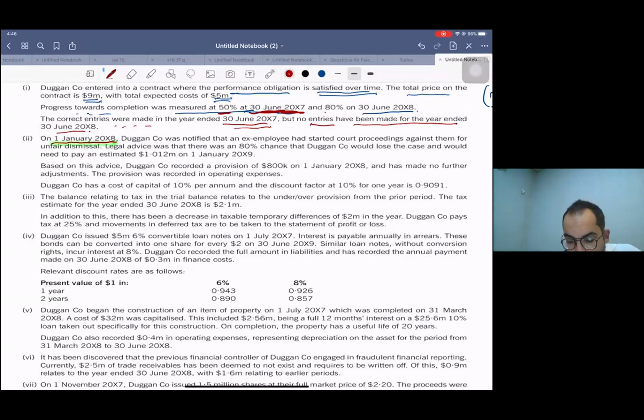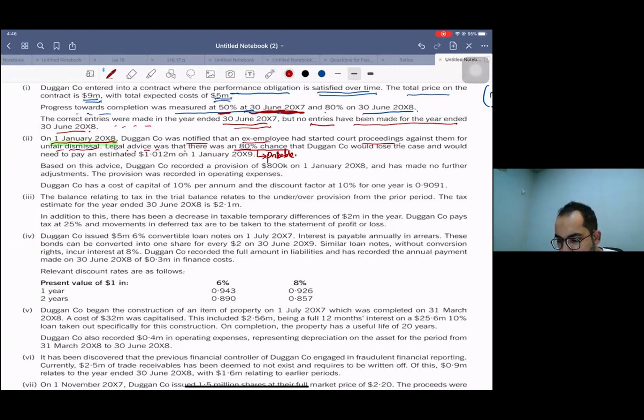Dugan company was notified that an ex-employee had started court proceedings against them for unfair dismissal. Legal advice was that there was an 80% chance. Yes, it is probable. 80% chance is probable. So there is a present obligation plus a probable outflow. You can clearly see the conditions of provision. So definitely you need to book a provision.